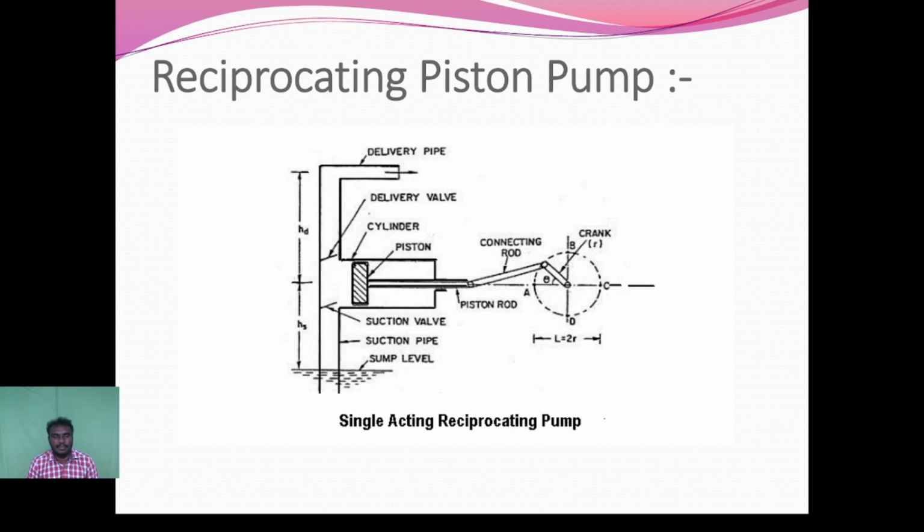That is the cylinder. Once the crank rotates from 180 degree to 360 degree, the piston automatically moves from BDC to TDC gradually. At the same time, the delivery valve opens and the suction valve remains closed. Due to that, the water from the cylinder chamber is pushed to the delivery pipe through the delivery valve. This is the overall construction of the single acting reciprocating pump.